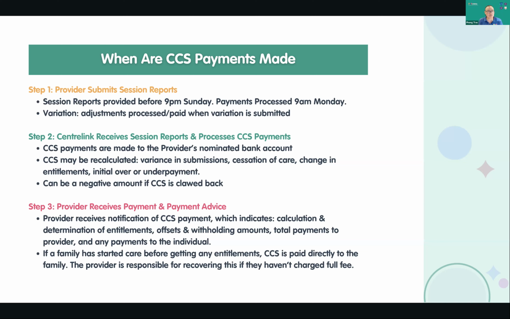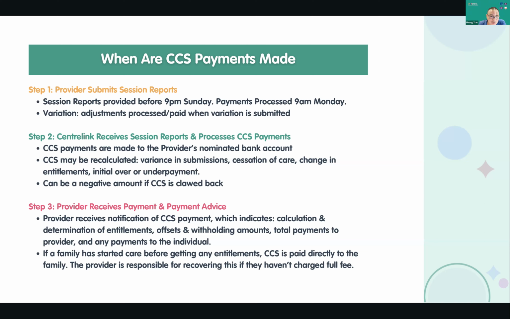Step two. Step two is Centrelink receives the session reports and processes the CCS payment. So CCS gets processed if you're submitting it weekly, by Friday, and gets processed on Sunday. You get a payments report on the following Monday. If you've made a variation, as I just said, to a session in the past, say in the previous weeks, that gets processed overnight and that appears in your payments the next day. So the next business day for that one.